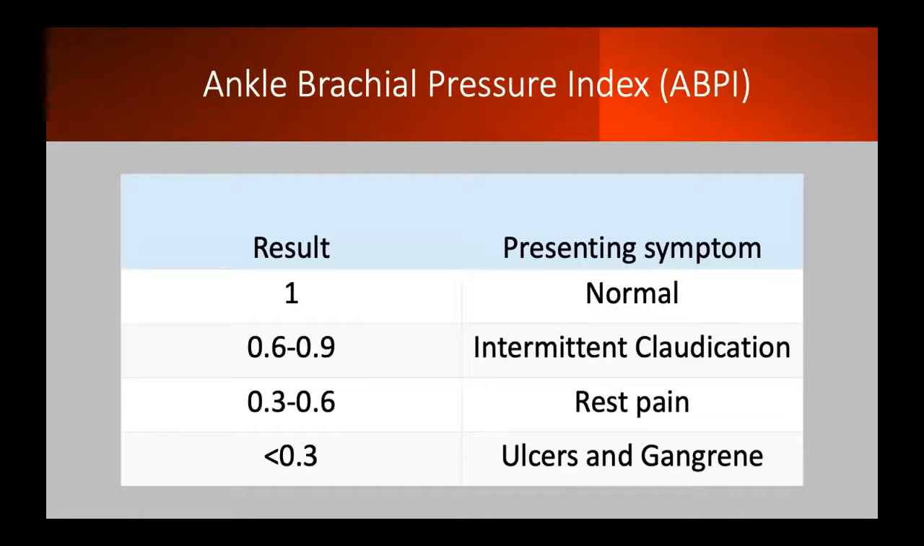Like I said, ABPI can be used to know what symptom a patient can be presenting. Usually if the value is normal, 1, you get no symptoms. 0.6 to 0.9, you get intermittent claudication. Between 0.3 and 0.6, rest pain, and anything less than 0.3, you get the ulcers and the gangrene.